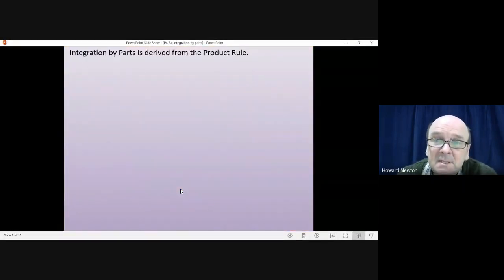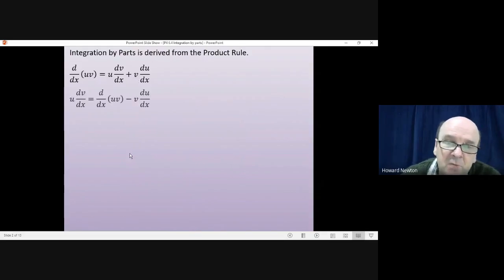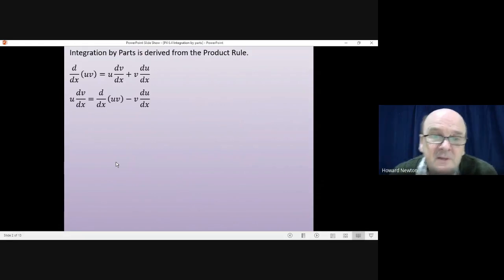Integration by parts is derived from the product rule for differentiation, which is that if you differentiate the product of two functions, u and v, you get the first function u times dv dx plus the second function v times du dx. If I rearrange that, then I can get u dv dx is equal to d by dx of uv minus v du dx.